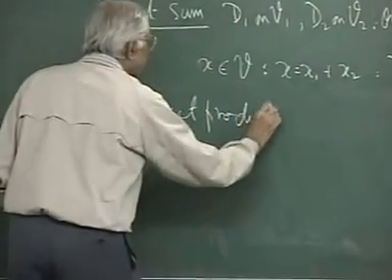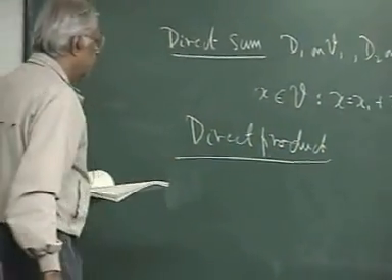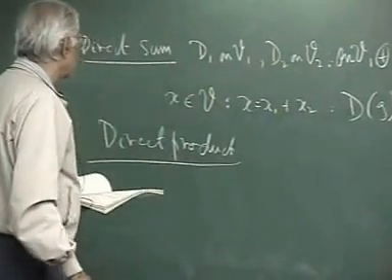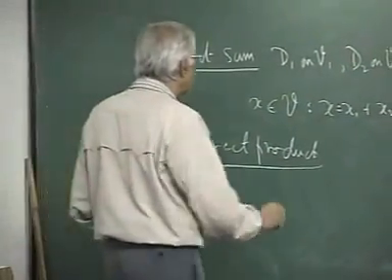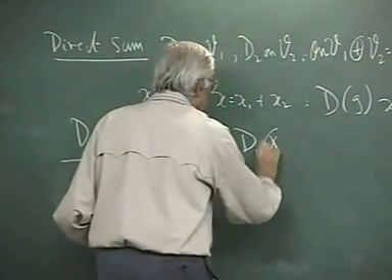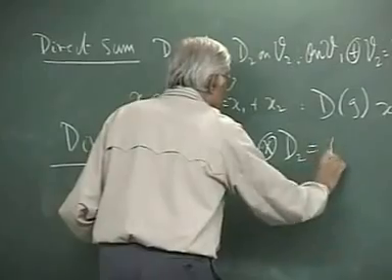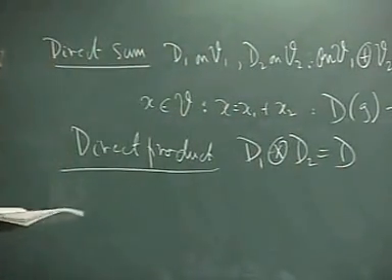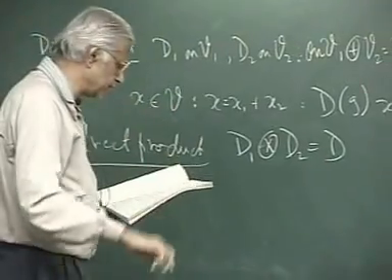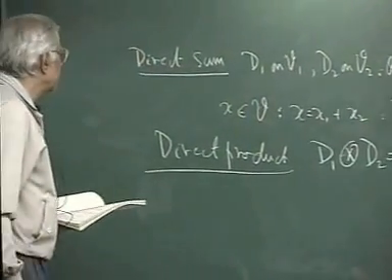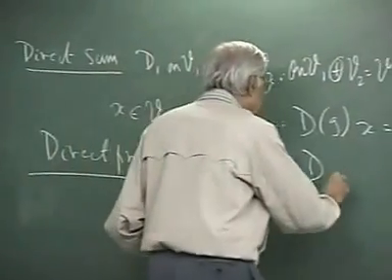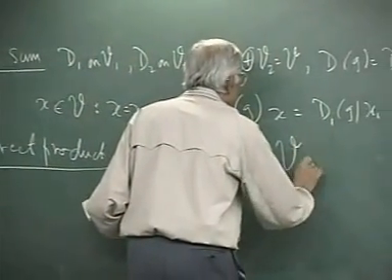The next operation with group representations is the formation of the direct product of two representations. Given D1 and D2, we define a representation D, written as D1 with a cross and a circle around it in D2, which is called the product of the representations D1 and D2. And it is clear how we must do it.